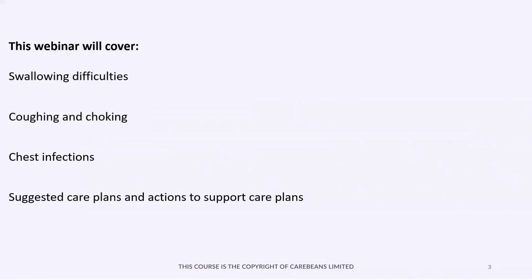So what we're going to cover today is swallowing difficulties, what that looks like, what that means, causes, etc. Particularly coughing and choking in your service user. We're going to look at chest infections and what that might signify in terms of swallowing difficulties. And then we'll go onto the system and look at suggested care plans to put in place, actions, and all that type of thing.